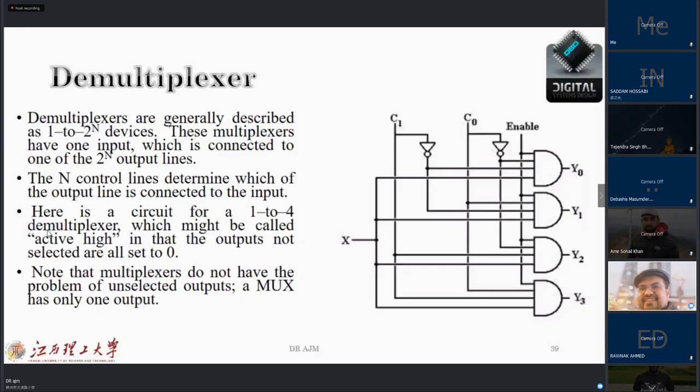The circuit I show here is a 1 to 4 demultiplexer, which some people will call active high, because we don't have the bubble on that NOT gate. Whenever we have that case, we call it active low. And you will see that the multiplexer does not have the problem of unselected outputs, because a multiplexer has only one output.